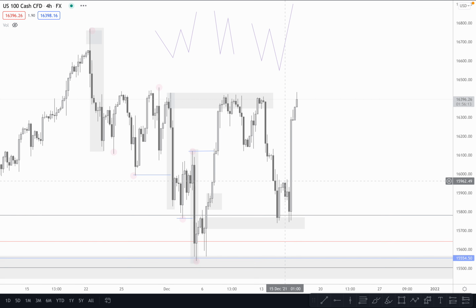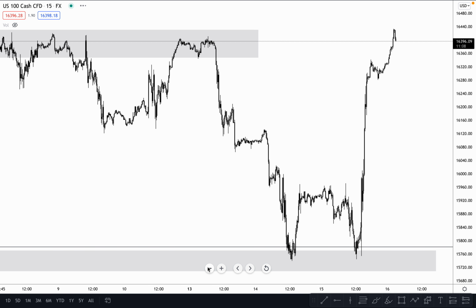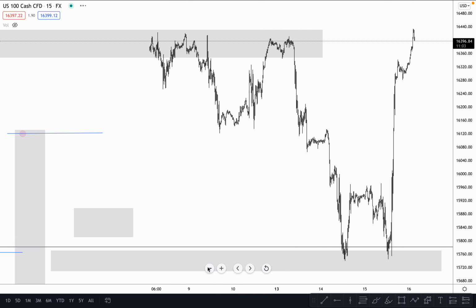Now I go to M15, because you don't need so many time frames like what I normally see people doing now, so many time frames.